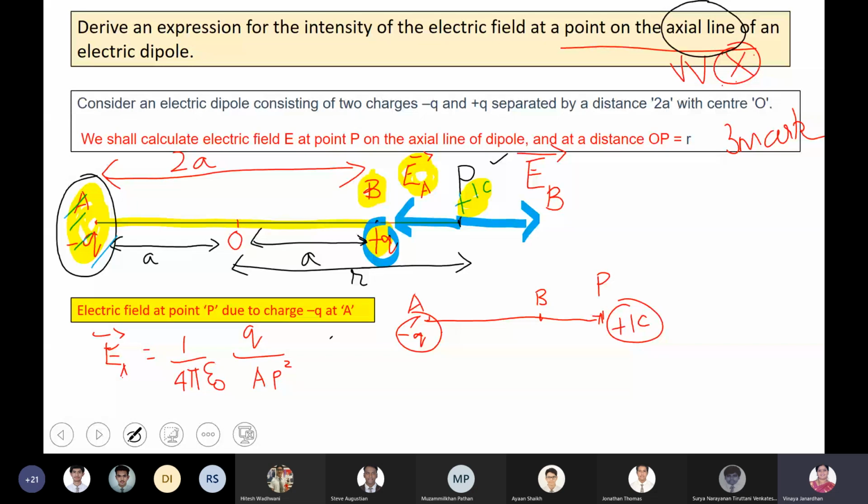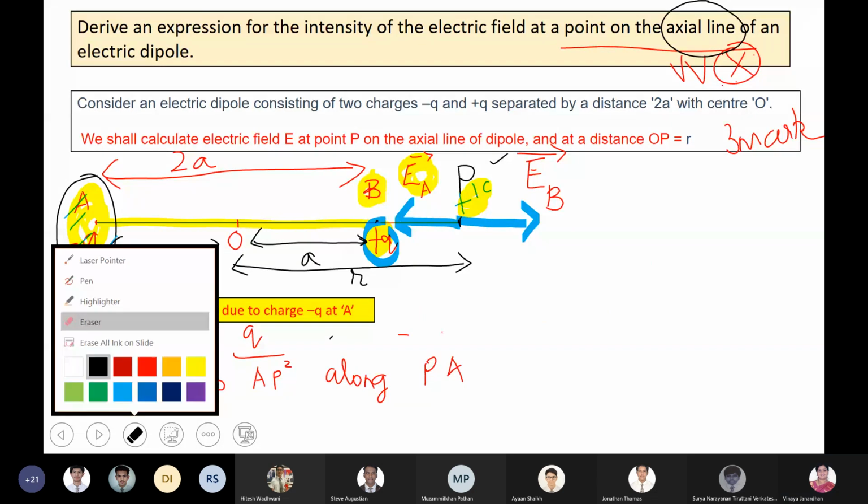Yes, ma'am. Okay, acting along which direction? Is it from P to A, or is it from A to P? Look at your EA vector. Oh, sorry, ma'am. P to A. So it will be along P to A. Okay, along PA. Is that clear, boys? Because if you can understand, there's no need for this diagram.